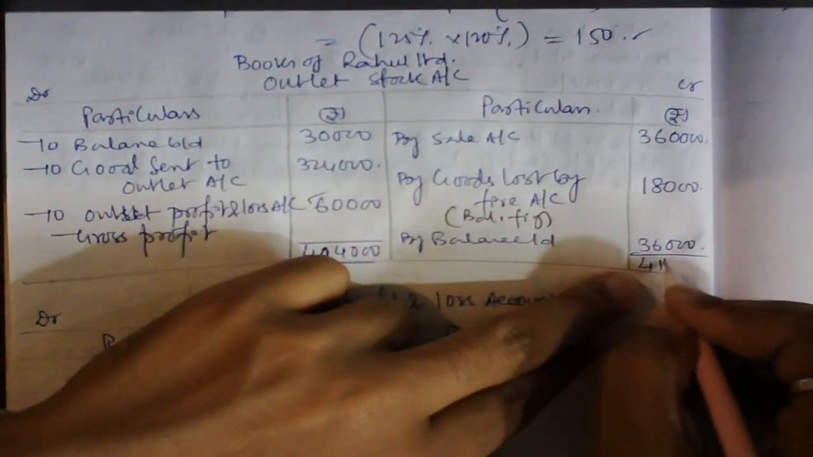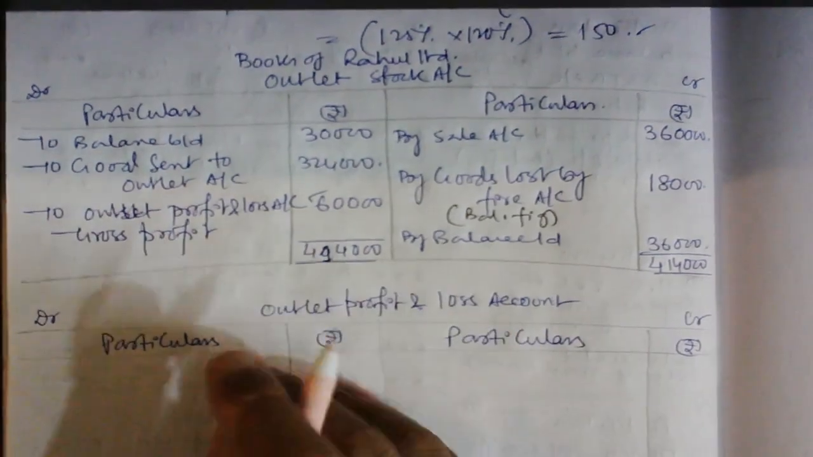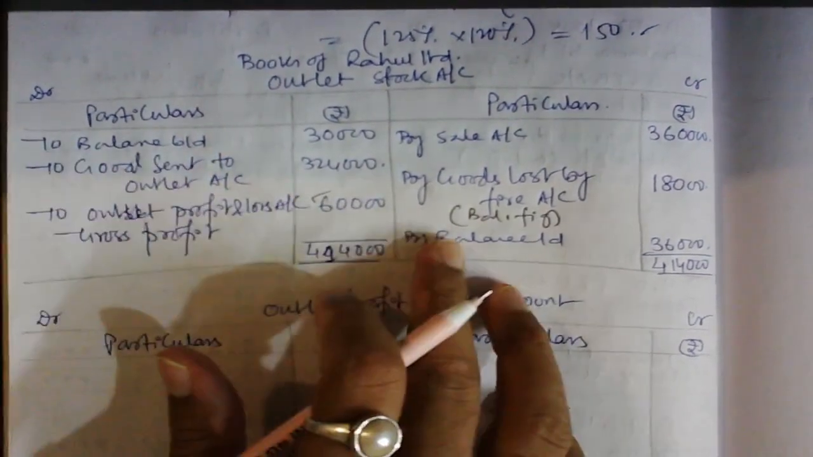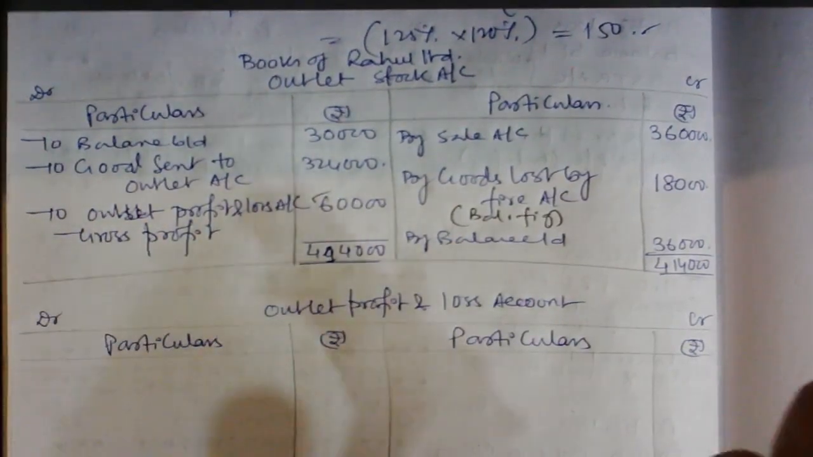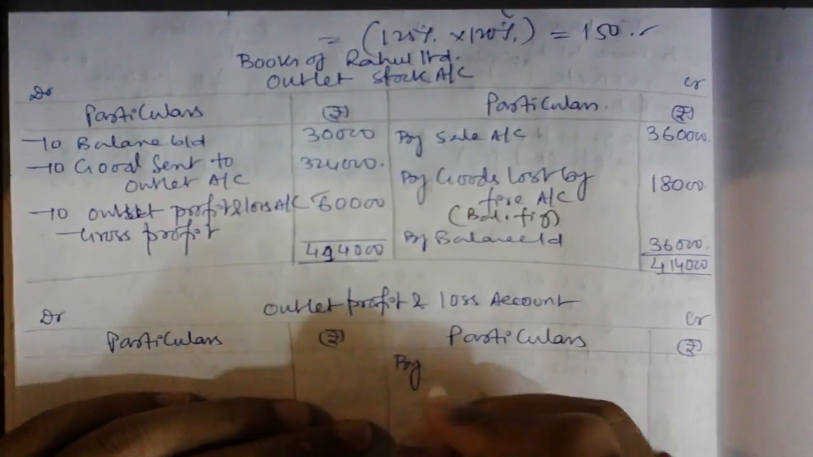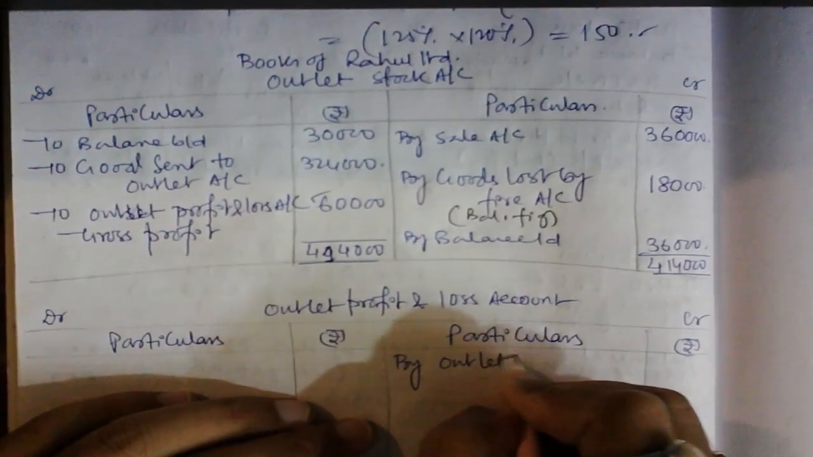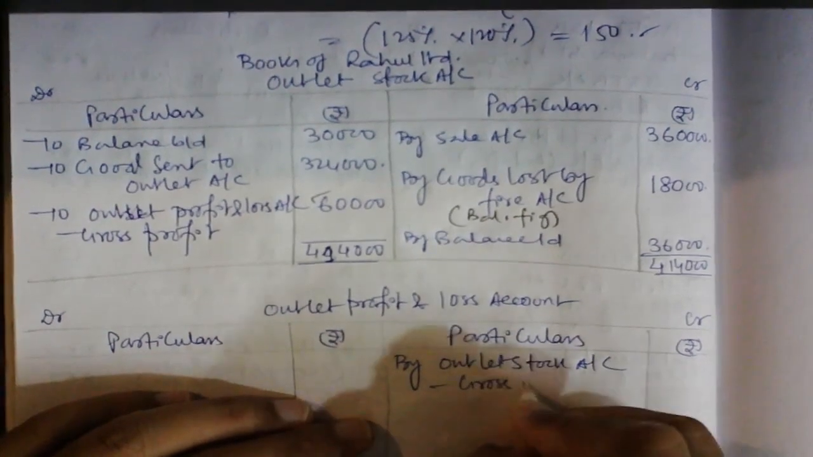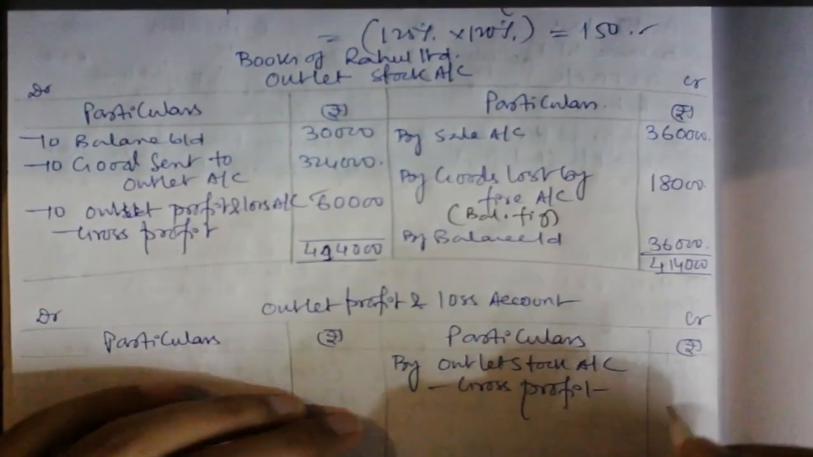4,14,000, 4,14,000. Perfect. That is what is done. Now see, these opening balance and the closing balance reserves have to be plotted in the stock reserve account, and in the outlet profit and loss account, this gross profit will be transferred. So by outlet stock account, gross profit is 60,000. Perfect.